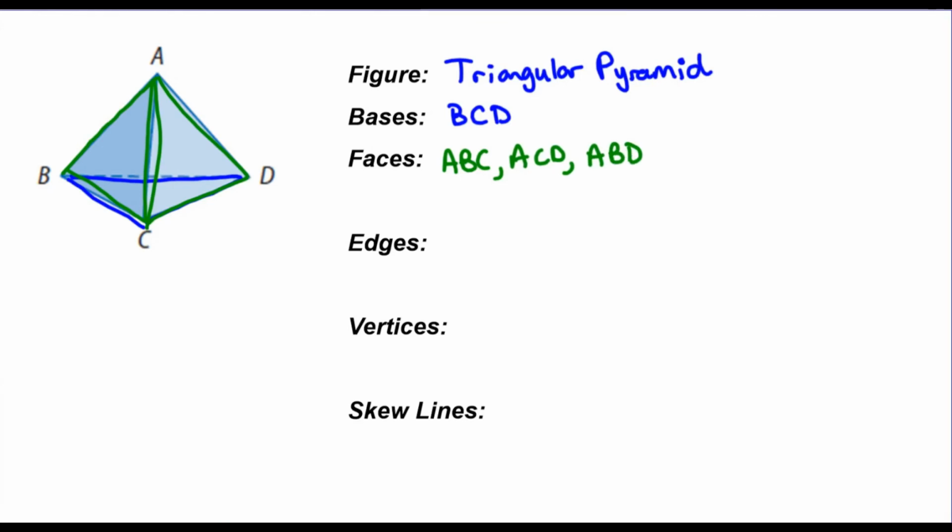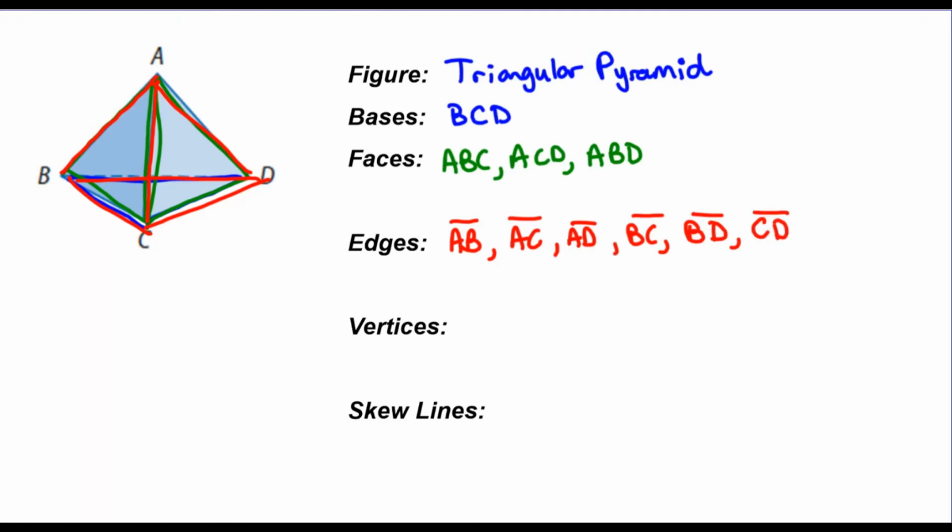The edges would be line segment AB, line segment AC, line segment AD, and then all of the line segments that make up the base. We have BC, BD, and finally CD. The vertices are just all the corners, so those would be A, B, C, and D.